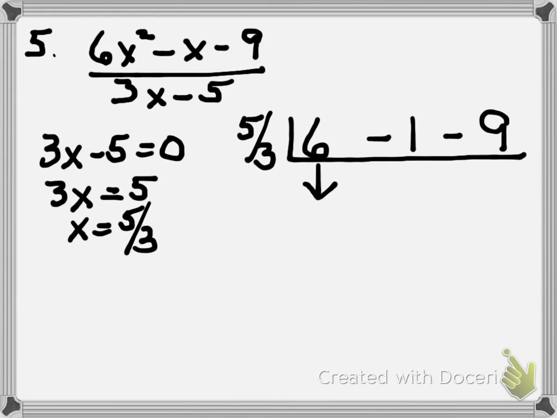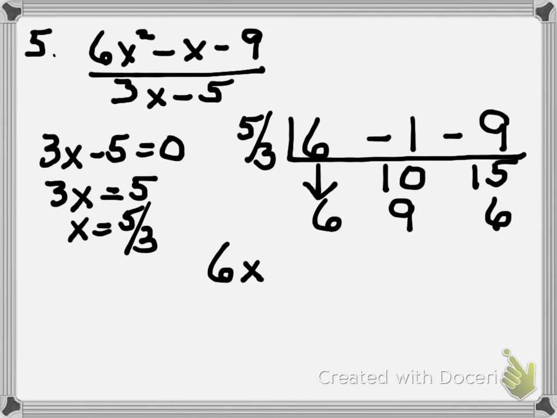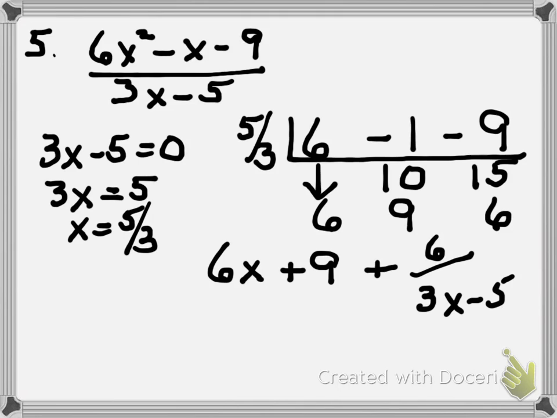Bring down the 6. 5/3 times 6, 3 goes into 6 2 times, and 2 times 5 is 10. 10 and -1 is 9. 3 goes into 9. 3 times 5 is 15. -9 and 15 is 6. So we're getting as a solution 6x plus 9, and then a remainder of 6 over the divisor of 3x minus 5.